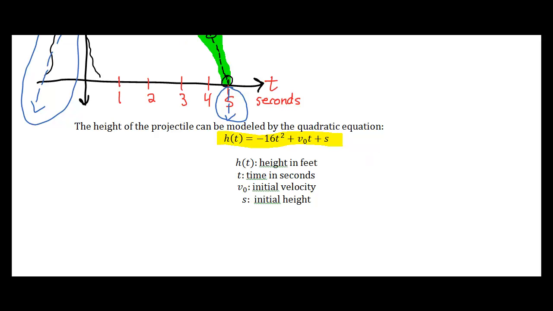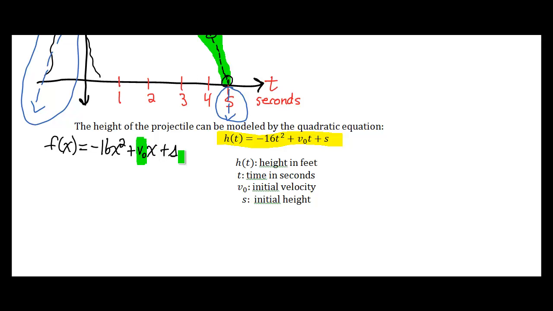Now, I don't want you to get too confused here. T is like your x values. H of t is almost like saying f of x. So what we said before was f of x equals negative 16x squared plus v naught times x plus s. All right. Now, we normally see this.